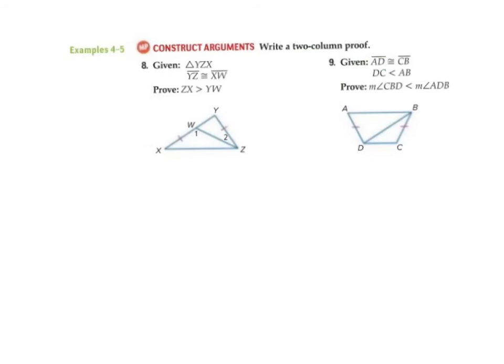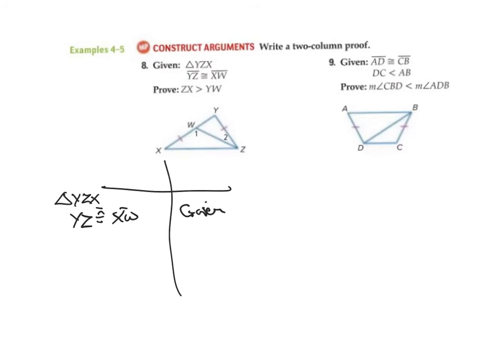All right, so let's start with what we've been given in this 2-column proof. We've got triangle YZX, and then we've got YZ is congruent to XW. There's our given statements. Where else do we want to go from there? Well, we've got WZ is reflexive on both, so WZ is congruent to WZ, that's the reflexive property. You get that quite a bit. So where else can we go from there?